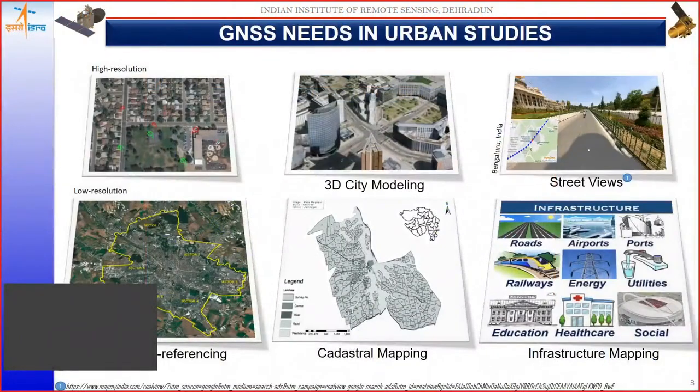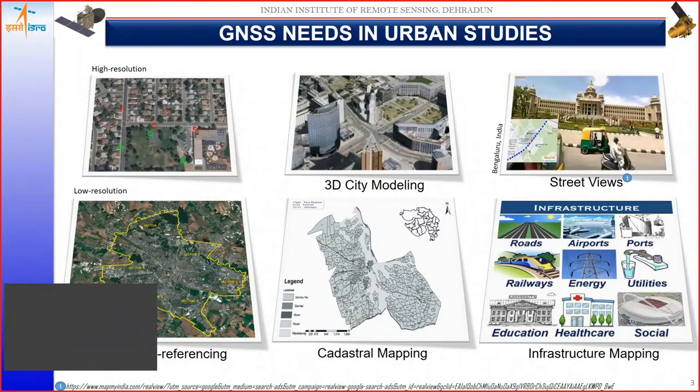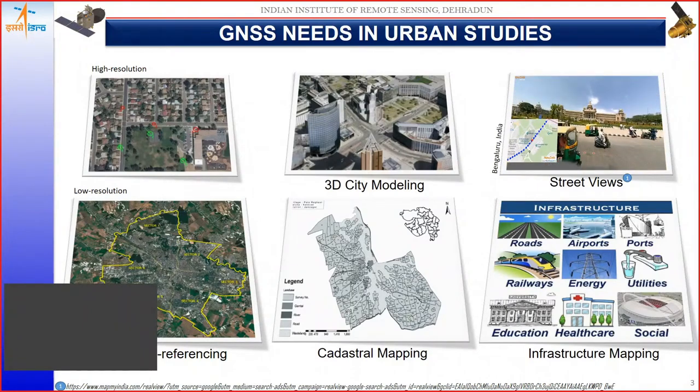What you can do further with the GNSS is collect the various infrastructure or assets which are available in the urban areas. These assets may be on the ground or they may be below the ground. So these kinds of assets mapping can be conducted using the GPS or GNSS.